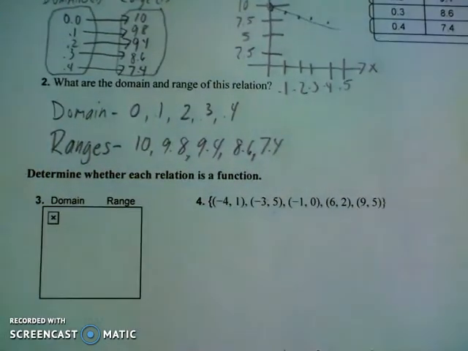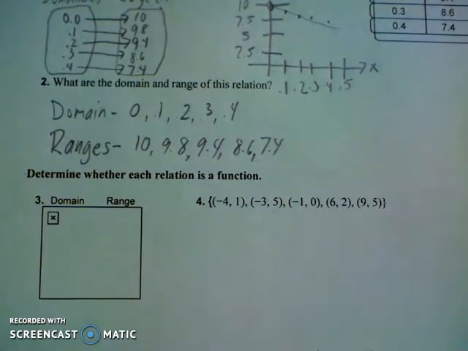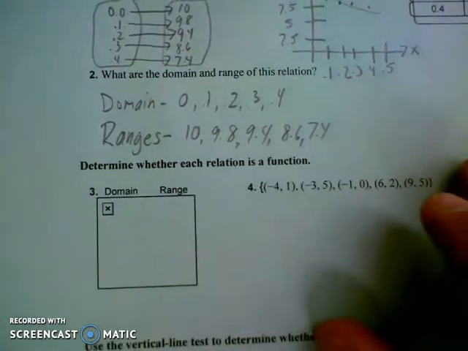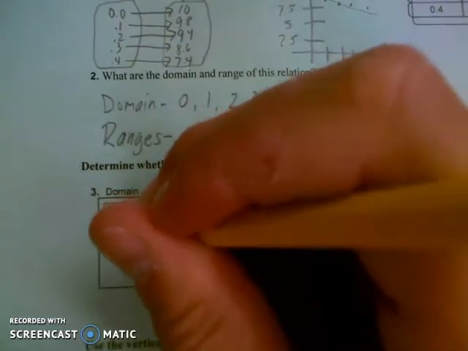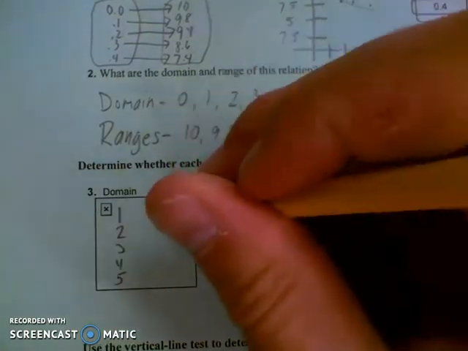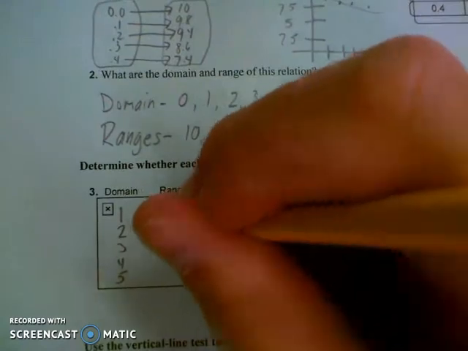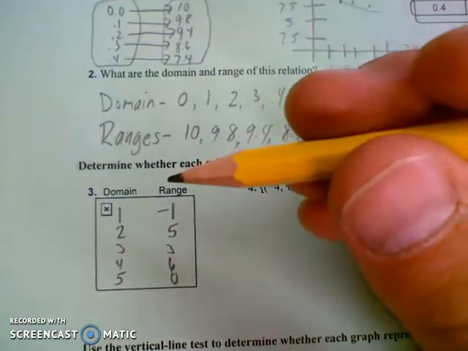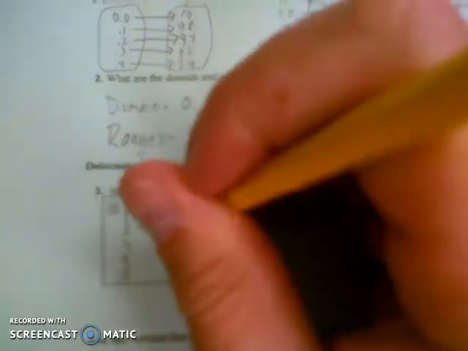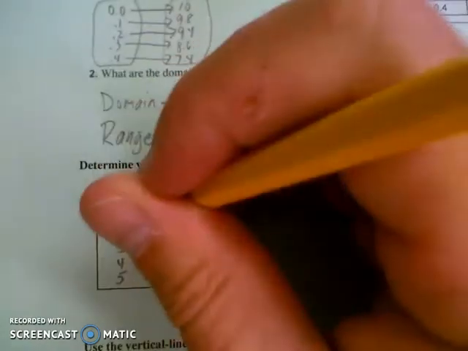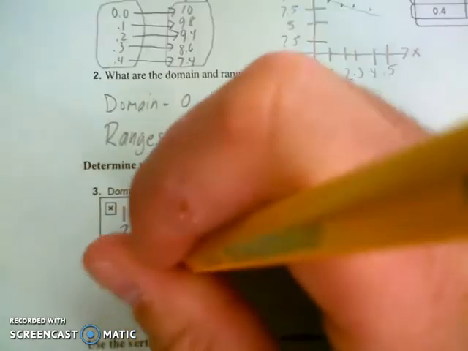All right. Determine whether each relation is a function. And this one you couldn't see. This whole idea over here was not for you. So I apologize. This is supposed to be 1, 2, 3, 4, 5. And the ranges are supposed to be -1, 5, 3, 6, and 0. And the arrows are all wackadoodle. So I'll try to draw this for you real quick. The 3 goes with the -1. The 1 goes with the 3. The 4 goes with the 0. And the 5 goes with the 6.